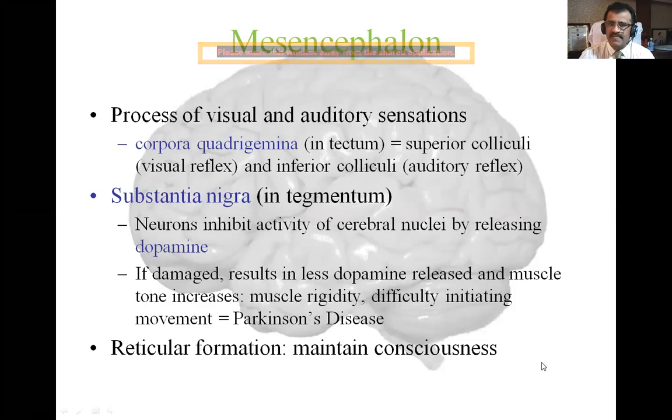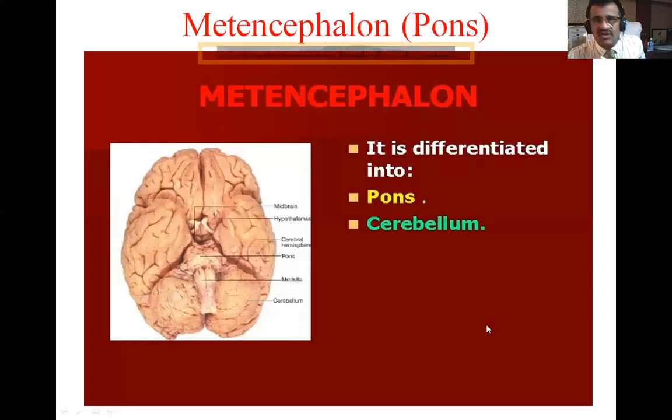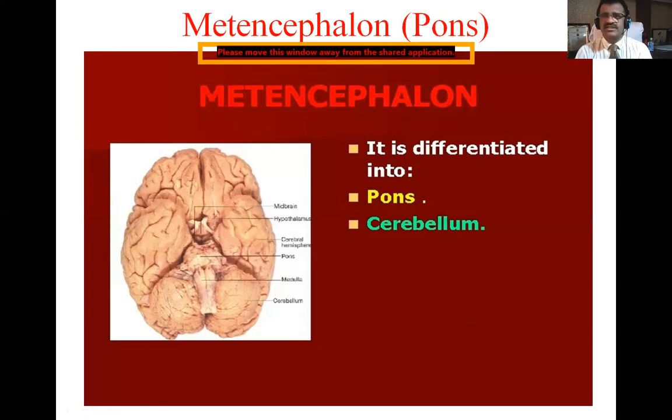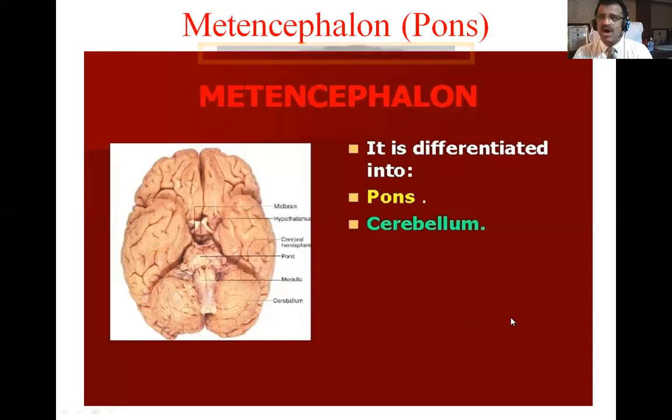The reticular formation is for maintenance of consciousness, which we have studied earlier. Here is another picture, of the pons now, because we have finished the mesencephalon. Now we'll go to the metencephalon. In the beginning I told you that the metencephalon has two parts, the pons and the cerebellum. We will not study the cerebellum now because it is not part of the brainstem; we'll study it tomorrow after the brainstem. So we'll study the pons now.